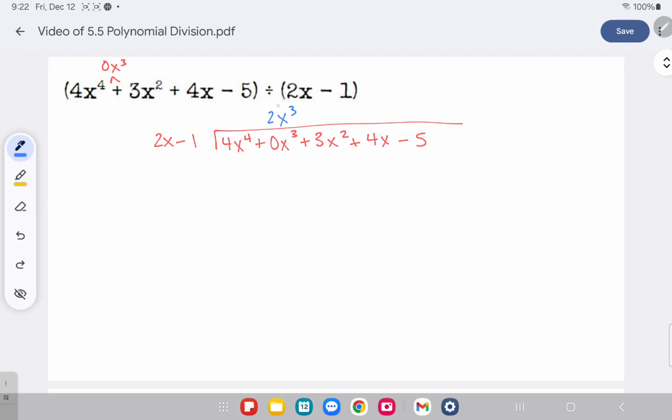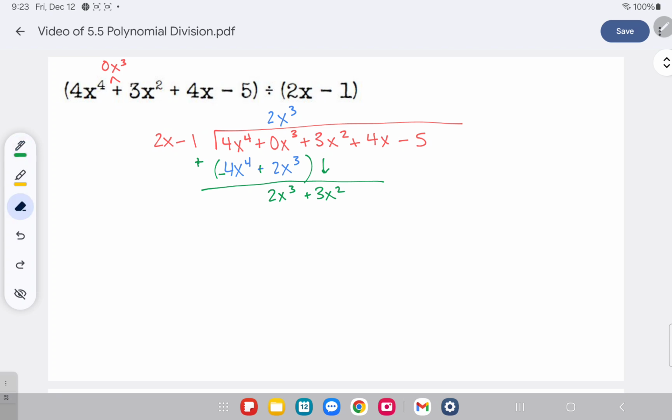Then, just like long division with normal numbers, we're going to multiply that by the divisor. But in this case, it's a binomial, so we're going to multiply it by both things. And we get 4x to the fourth. And when we take 2x cubed times -1, we get -2x cubed. And again, like normal long division, we're going to subtract those two things. This is where most mistakes get made, so I recommend turning this into an addition problem and changing the signs so you don't make a silly mistake here, because most mistakes I see are in the subtraction part.